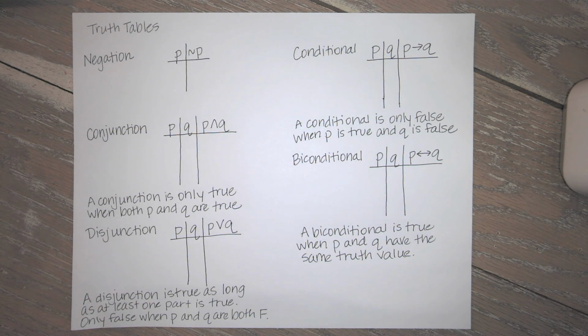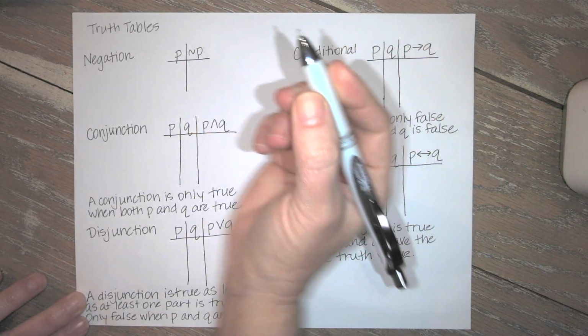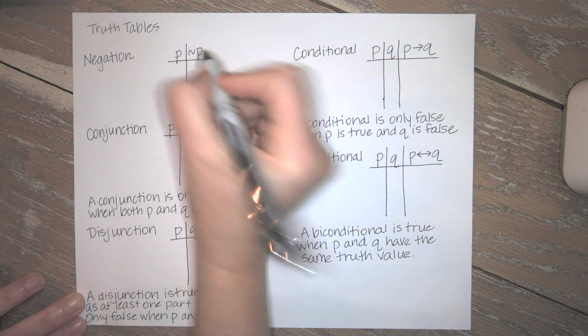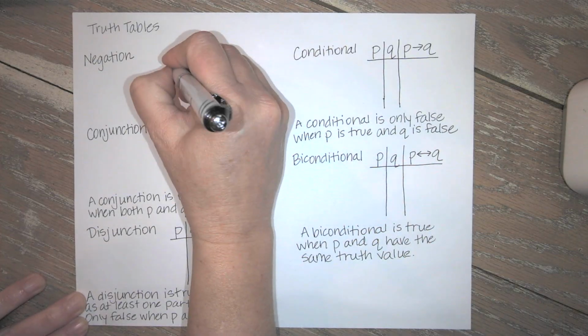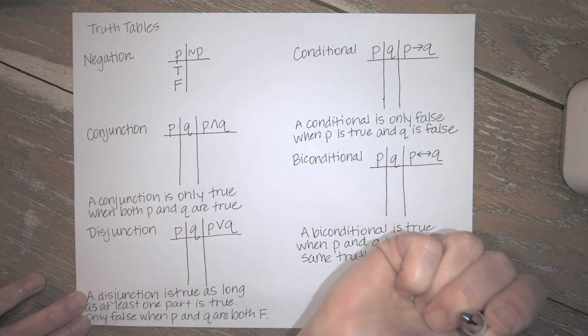In this video, I'm going to talk about how to build the truth tables for some compound statements, and we're going to start with negation. So if you have a simple statement P and you negate it, this is the symbol for a negation. This is not P. So whatever your original truth value was for P, could be true or false. A simple statement can be true or false.